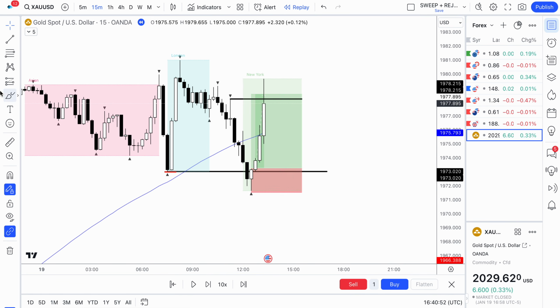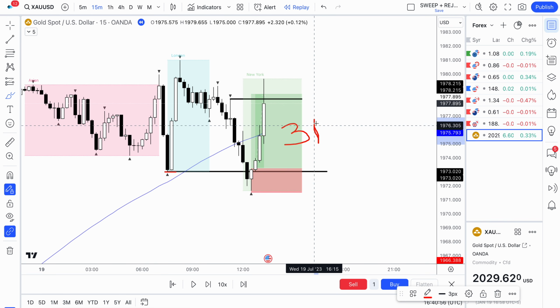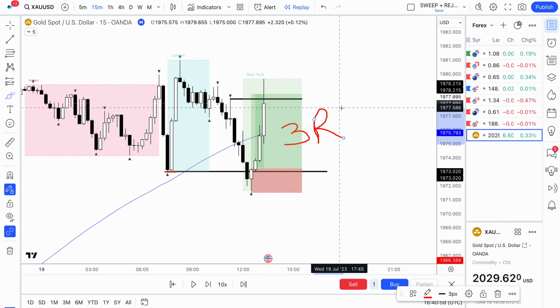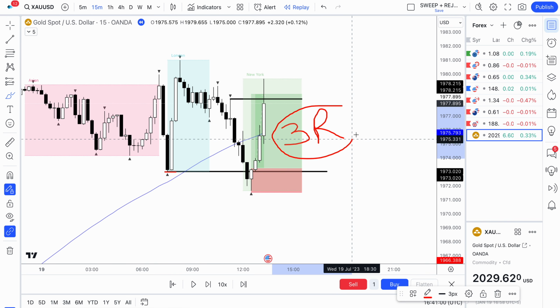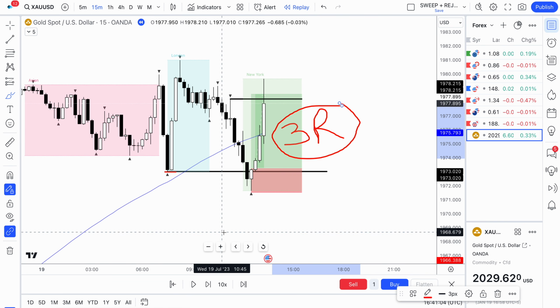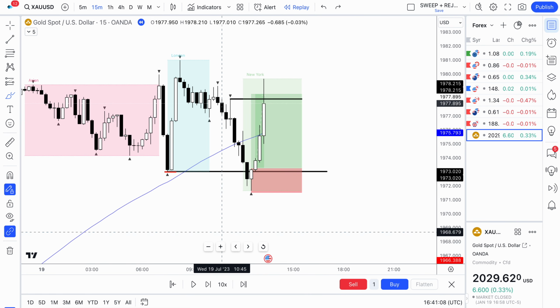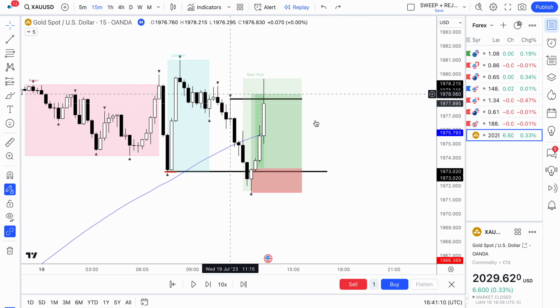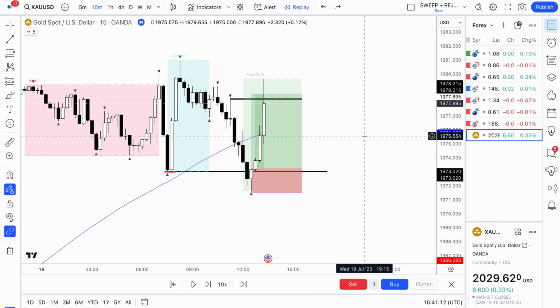You've hit a 1 to 3 risk to reward, so you've gained 3R on the trade. What that means is if you risk, for example, 1%, you would have gained 3% on this trade. If you risk 2%, of course, you would have been up 6%, 6R. And of course, you can tailor that to your own risk appetite or your risk approach there.